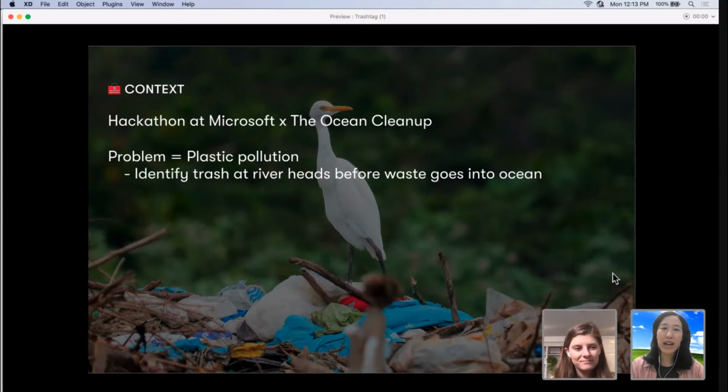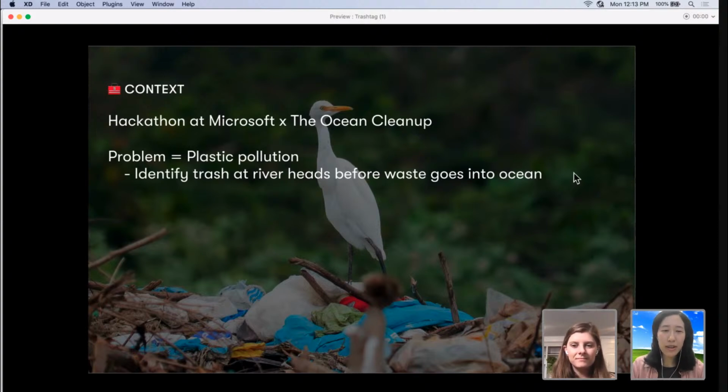So the Ocean Cleanup, if you haven't heard of them before, they are an NGO based in the Netherlands. And they are tackling this huge problem of plastic pollution in the world's oceans. And they've been building solutions in the form of different technology to try to clean up this waste, as well as research the problem so we can understand it better, and also bring public awareness to the problem of pollution and plastic pollution in the ocean specifically.